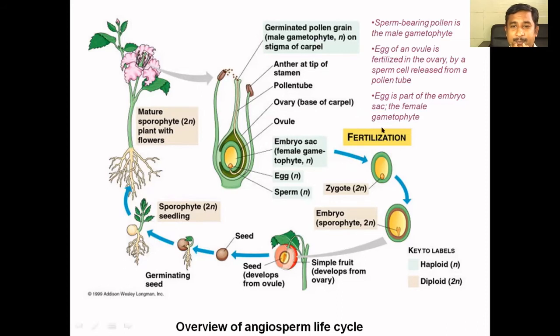After fertilization there is fruit development, and then the seed. When the seed germinates, the sporophytic seedling continues, and then there is the gametophyte. This is how the cycle continues. You need to remember in this figure the haploid and diploid status of the things here. That is important.